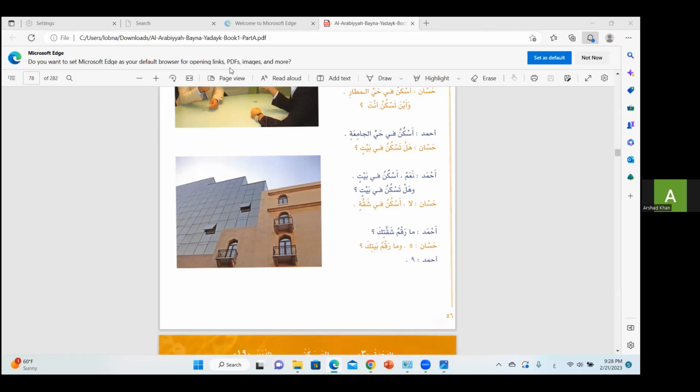جيد. أخ نفيس أين تسكن؟ أين تسكن؟ أين تسكن؟ أسكن في حي. في حي أين؟ المطار. في حي المطار.